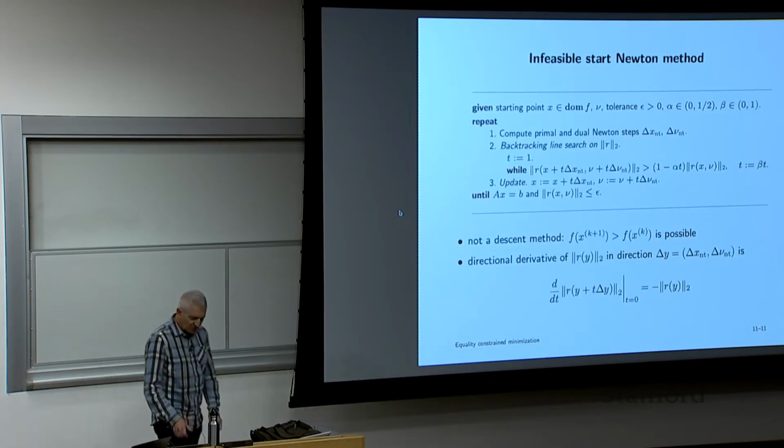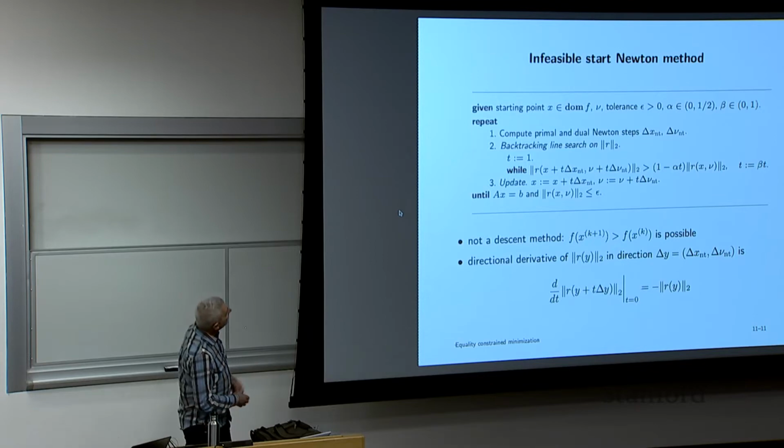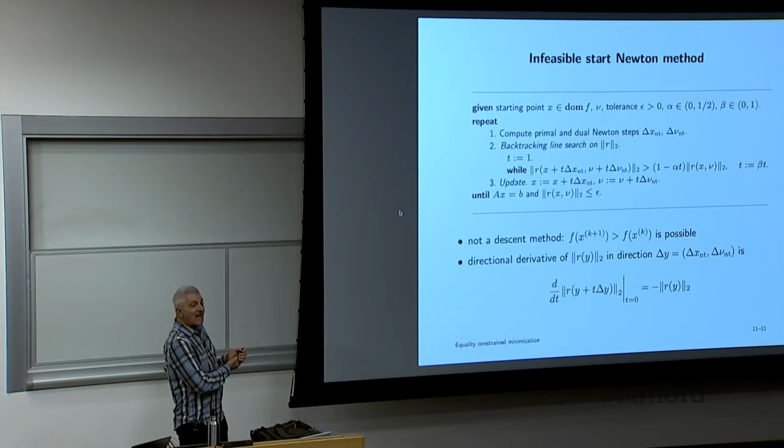So here's the infeasible start Newton method. You will implement this, so I would strongly recommend listening. You also want to look at the book and read a couple of pages about this. So here, the initial point does not have to satisfy Ax equals b, period. It does not have to. It must be in the domain of your function, right? So if your function was something like minus the sum of the logs of the components, can someone suggest a reasonable starting point?